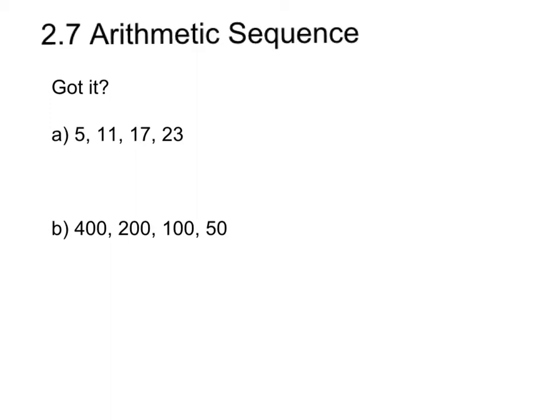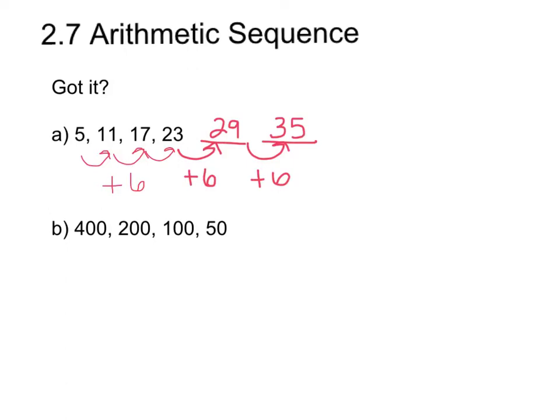So this should be really easy. The pattern from one to the next is plus 6. So if our pattern is plus 6, the next two terms of the sequence would be 29, and 29 plus 6 gives us 35.